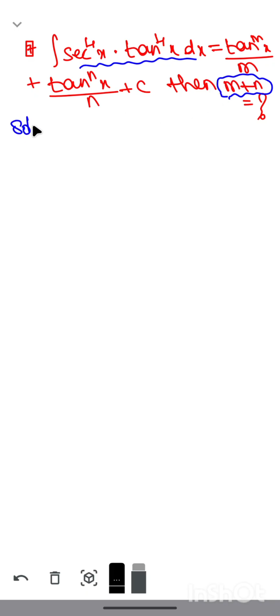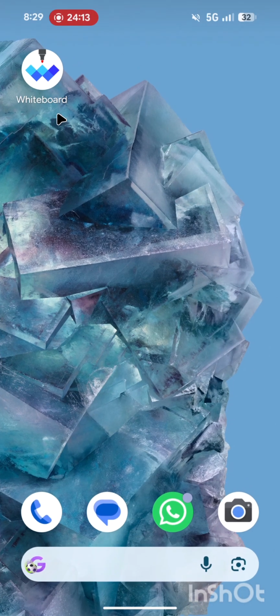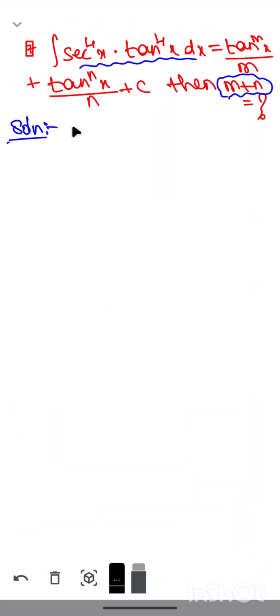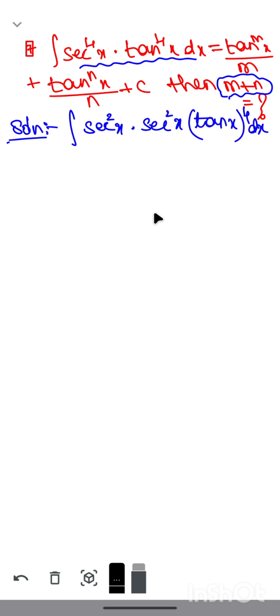Now to find the solution of that question, let us consider the given equation. What is the given question? Integration of secant power 4x into tan power 4x. So can I rewrite the given question as integration of secant square x into tan x whole power 4 into dx? Why did I write it like this? Because we need to identify what is the inner function and what can be considered as a substituting variable.